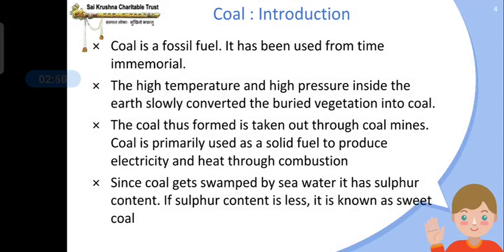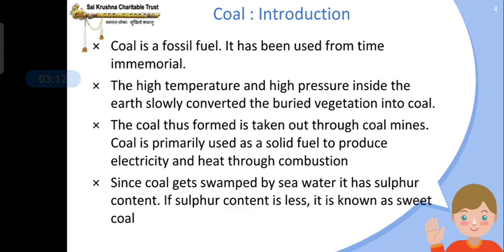So coal, introduction. Coal is a fossil fuel. It has been used from time immemorial, which means we have been using coal for so many years. Okay, the high temperature and high pressure inside the earth slowly converted the buried vegetation into coal. So what do you understand by this? How coal is formed is the question. For that, the answer is the second point.